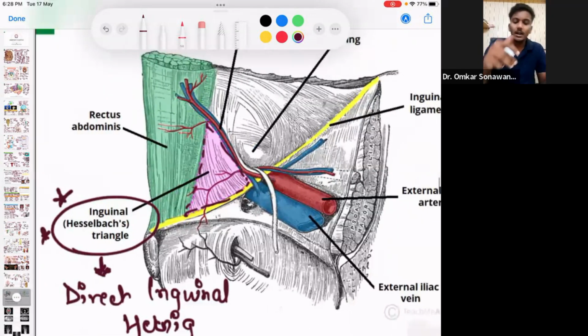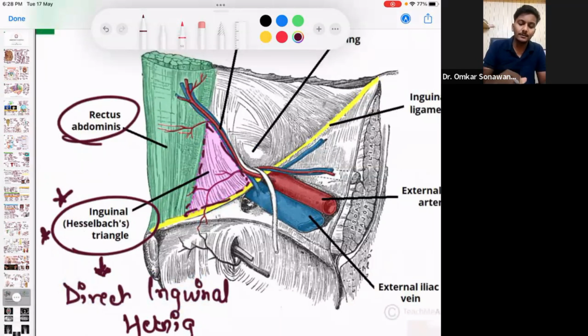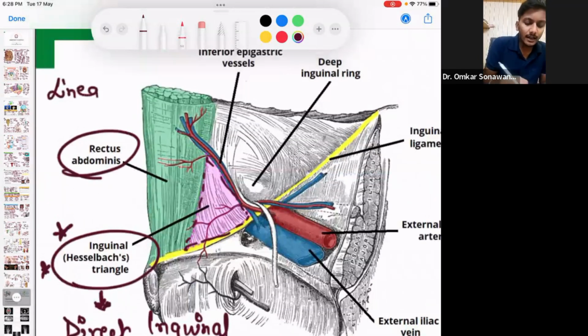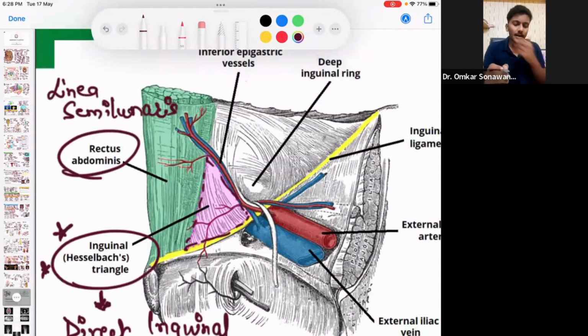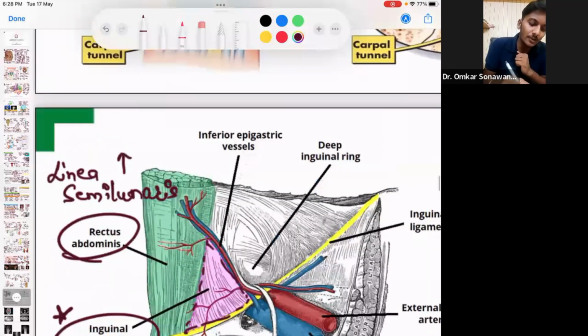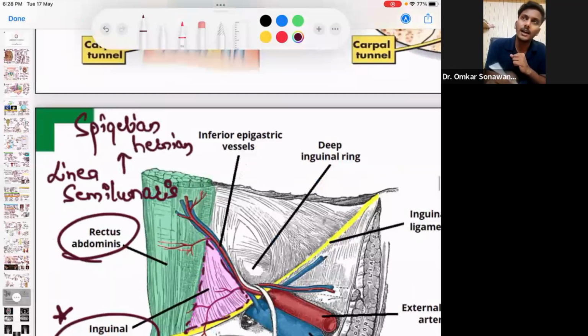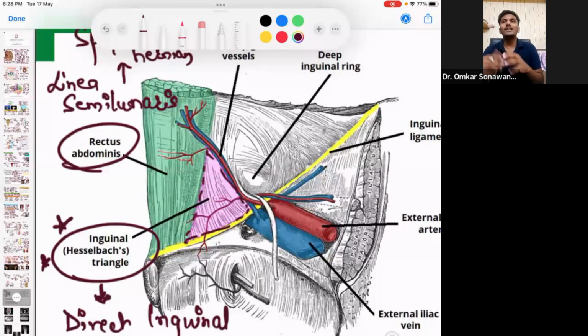So here, please remember the borders. Medial it is the lateral border of rectus abdominis, and the lateral border of rectus abdominis is called linea semilunaris. The hernia which arises from the linea semilunaris is known as Spigelian hernia. Okay, so lateral border of rectus abdominis is known as linea semilunaris, and the hernia arising is Spigelian hernia.